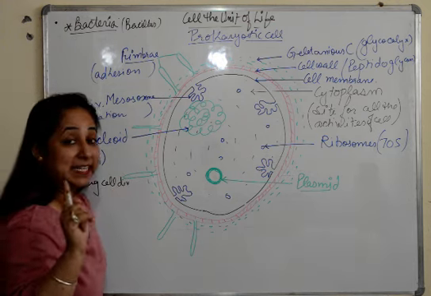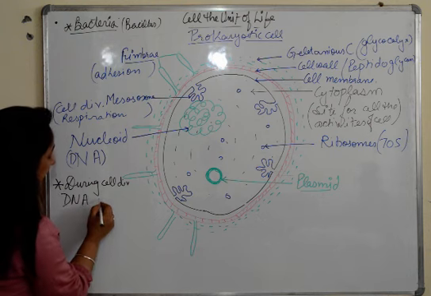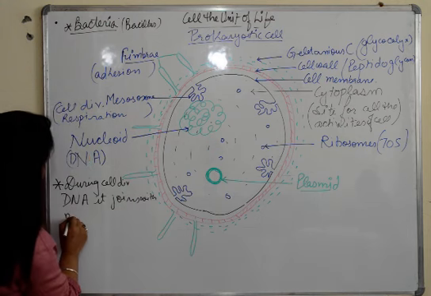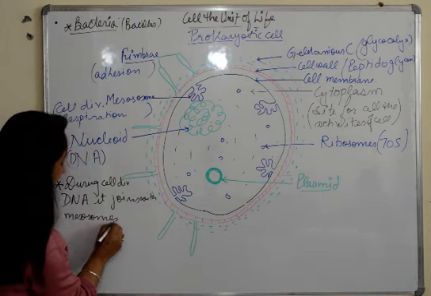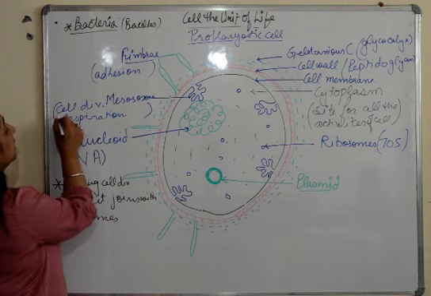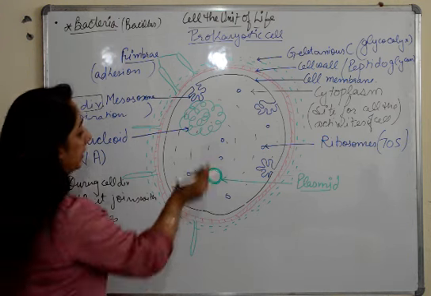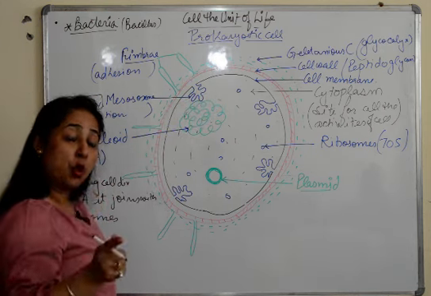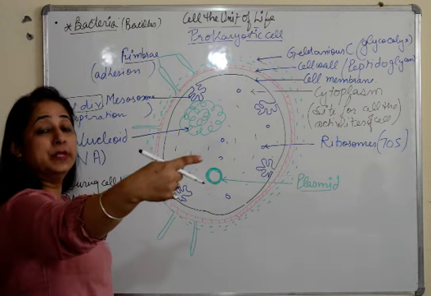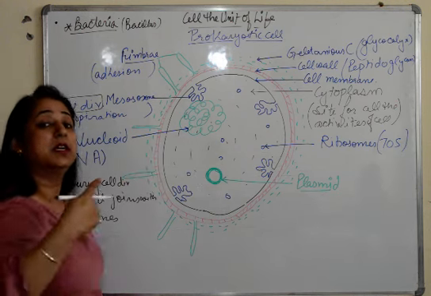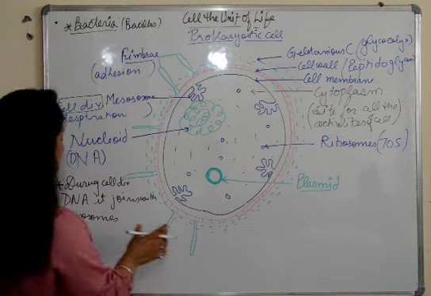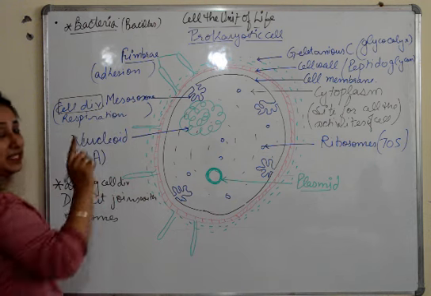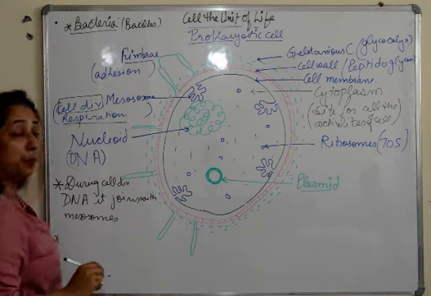or in a dividing cell, the DNA joins with mesosomes. Why? Because I have just written here that mesosomes help in cell division. How come? This DNA will attach itself with the mesosome and continue the process of cell division. So this is one pointer which you need to know. Next we have discussed that mesosomes help in respiration also. That's also a very important point.